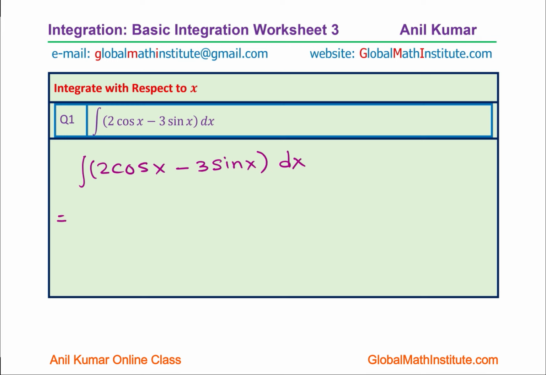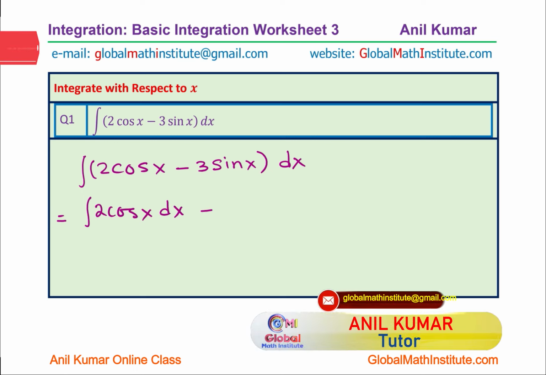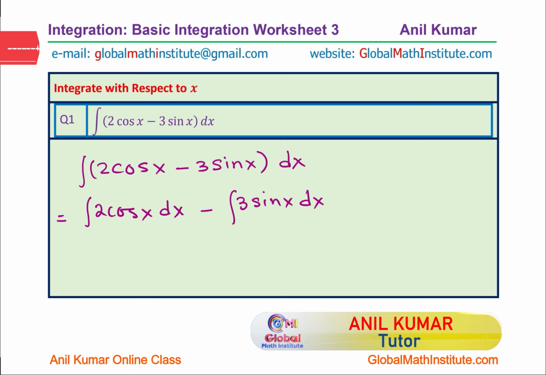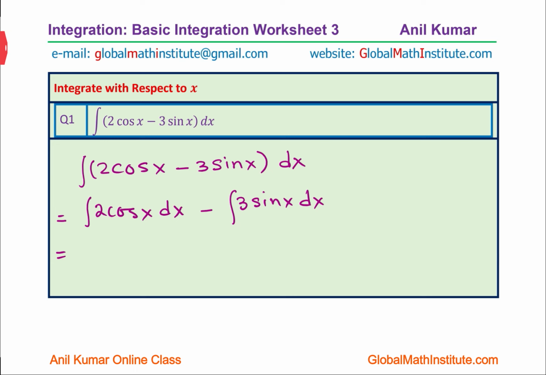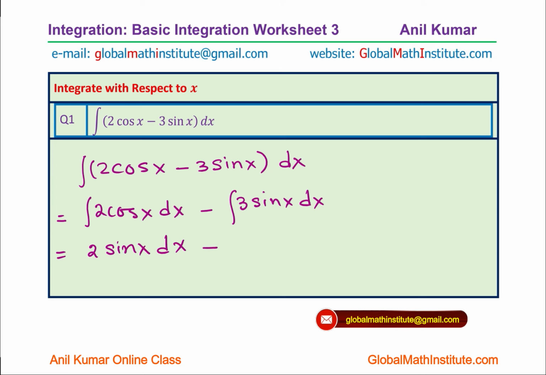So we could write this as, well, first you could split them and write as integral of 2 cos x dx minus integral of 3 sin x dx. Is that clear to you? So that is a rule for integration. You can add and subtract the terms. Now, constant multiplier remains as a constant multiplier. Integral of cos x is sin x. So we get this as 2 sin x minus integral of sin x is minus cos x. We get 3 times minus cos x.